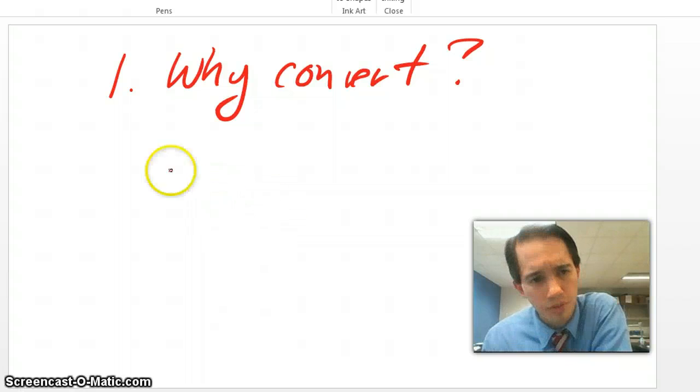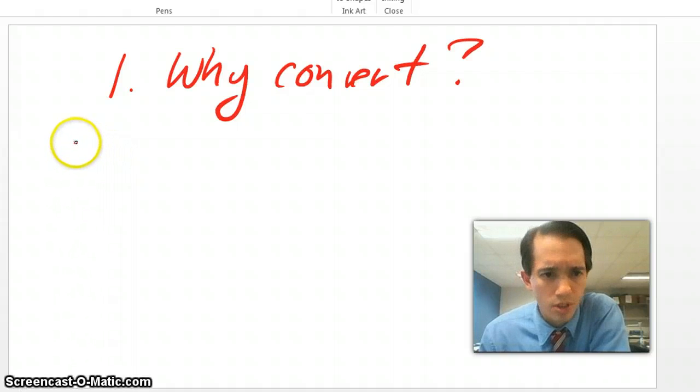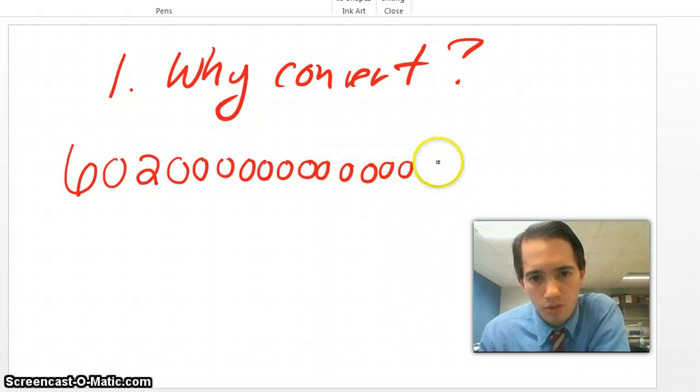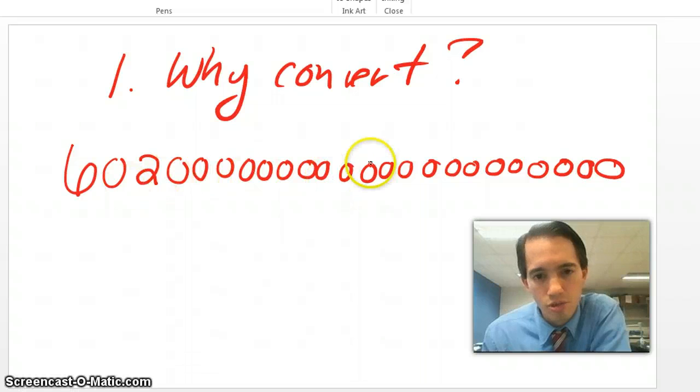To give you an example of this, in science class, especially in chemistry class, we're going to be talking about numbers that are very big and very small. So for example, here's a number: 602, followed by zeros. It's got 21 zeros behind the 2. Now, as you can see, this is a huge number.